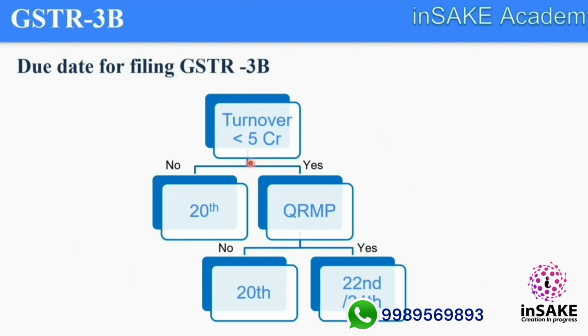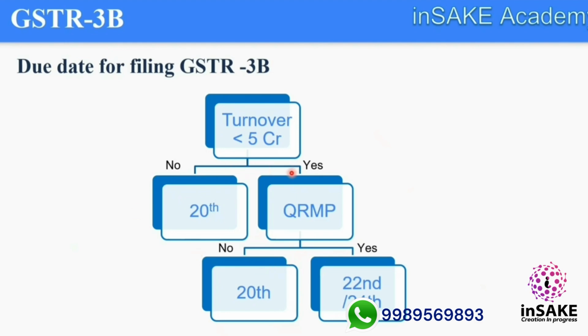Let us take an example of a taxpayer whose turnover is 3.5 crores, and he has not opted for the quarterly return and monthly payment. He has to file GSTR 3B for the month of April 2021 on or before the 20th of May 2021.